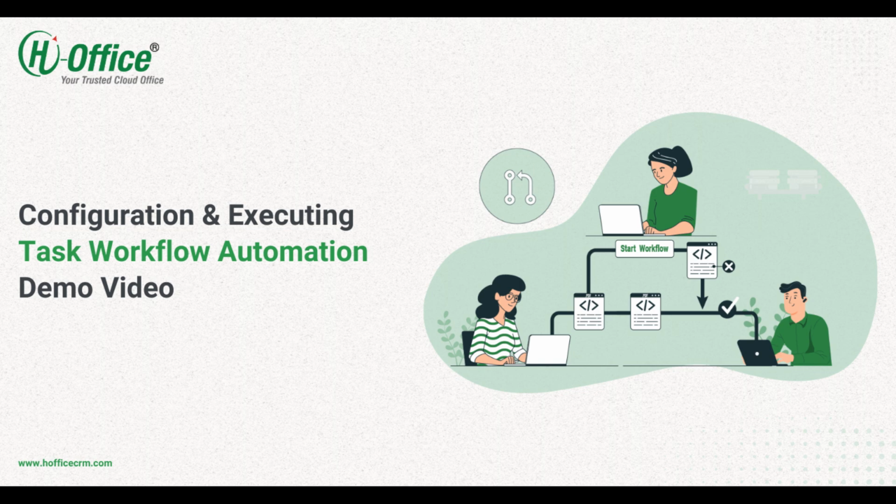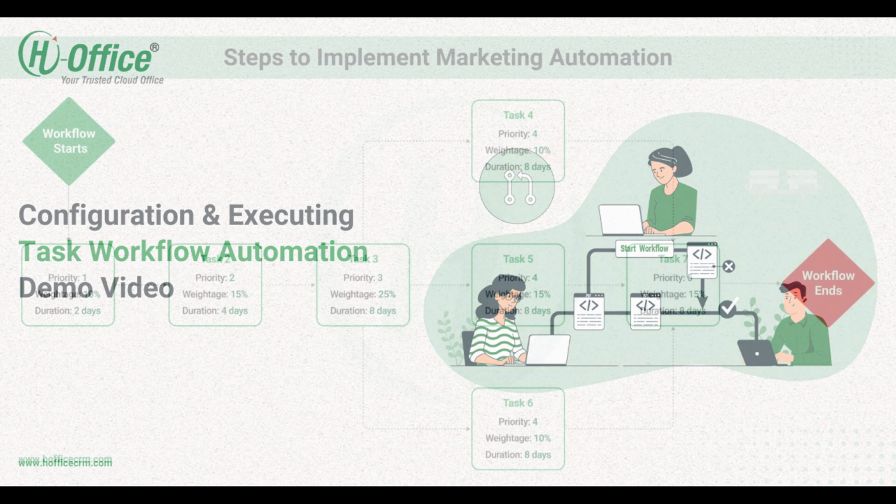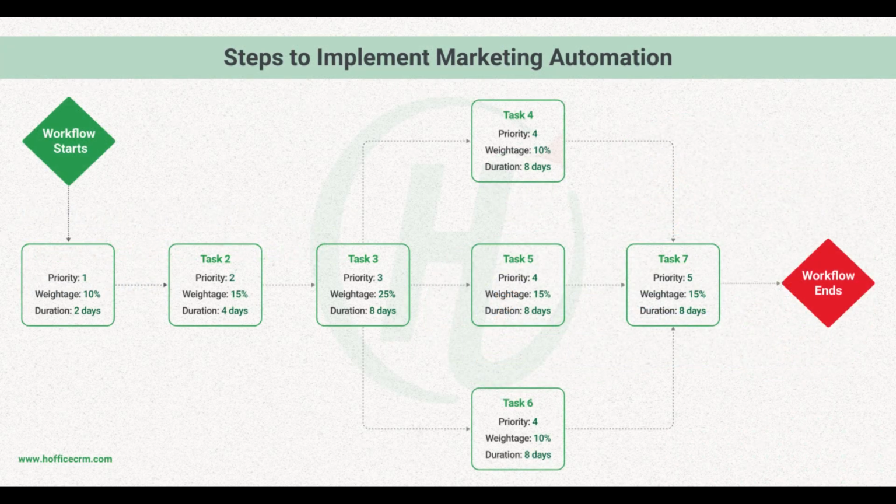Hello, in this video, we will see what is Autotask workflow and how it does work in the H-Office system. An Autotask workflow is a set of tasks arranged in a specific order where each task is automatically triggered one after the other. This automation makes sure that the tasks are assigned and managed efficiently without needing manual input.